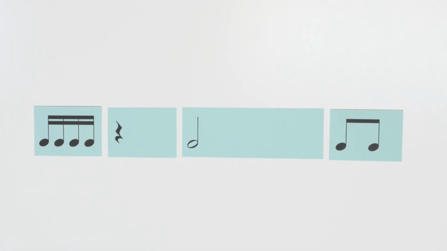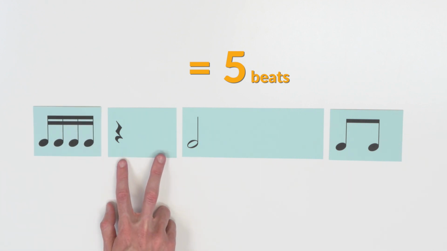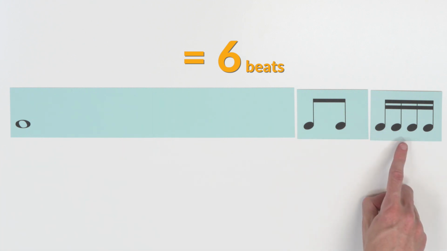How many beats in this rhythm? If you said 5, you're correct. 4 16th notes together equal 1 beat. 1 beat plus 2 beats plus 1 more beat equals 5 beats. Let's try one more. How many beats in this rhythm? If you said 6, you're correct. 4 for the whole note, plus 1, plus 1.